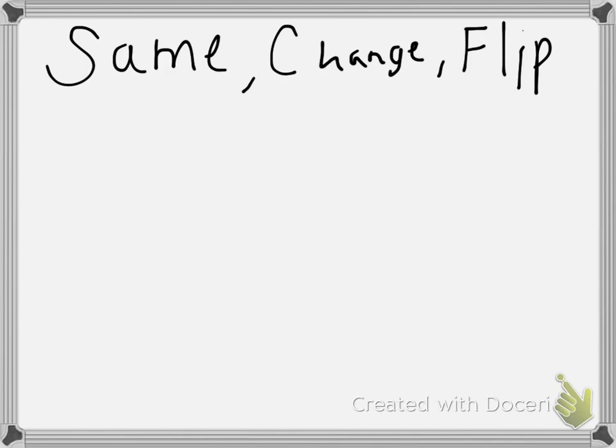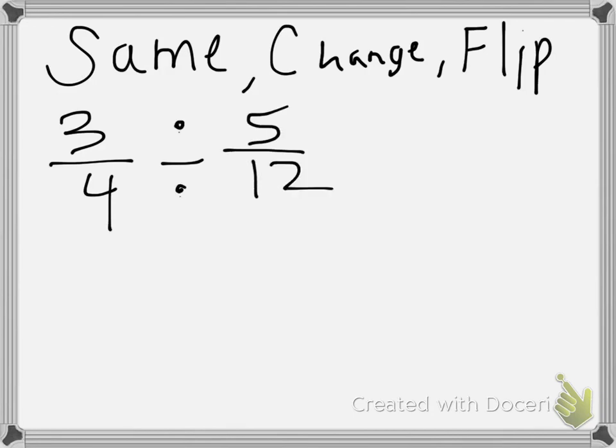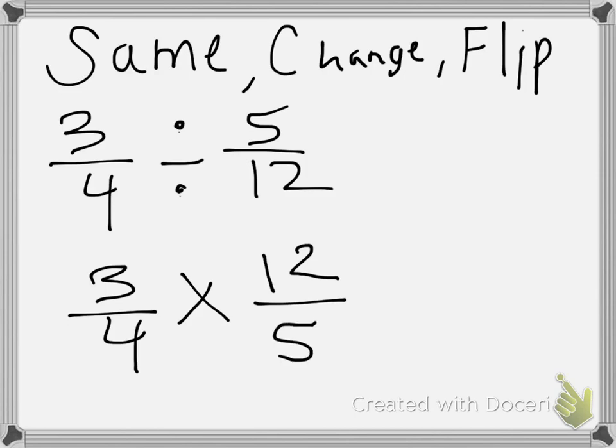So what that means is, for instance, if we have 3/4 divided by 5/12, what we are going to do is keep the first fraction the same. We're going to change our division to multiplication, and then we're going to flip over the second fraction only, take its reciprocal, and then use our multiplication rules that we've already learned. And we can cross cancel.